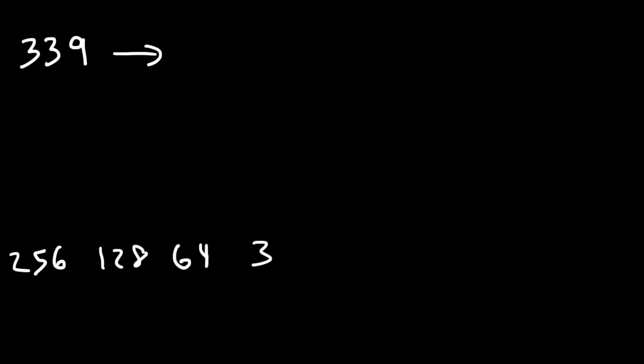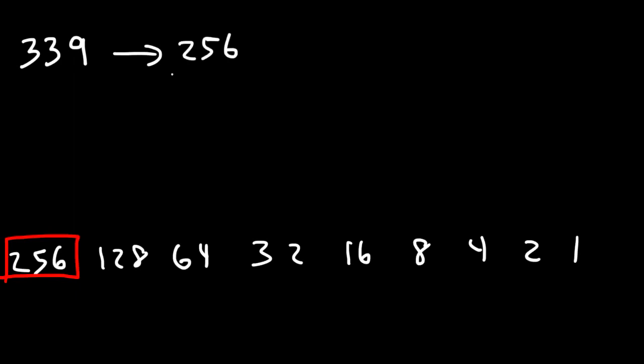Now here's another example. Let's try a bigger number, 339. Go ahead and work on that example. We need a number that's higher than 128. 128 times 2 is 256, so we're going to start with 256, and then 128, 64, 32, 16, 8, 4, 2, and 1. So 256 is the highest number just under 339. And so let's subtract.